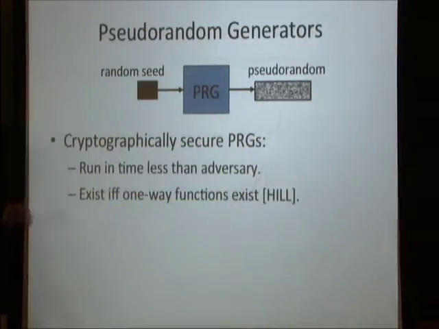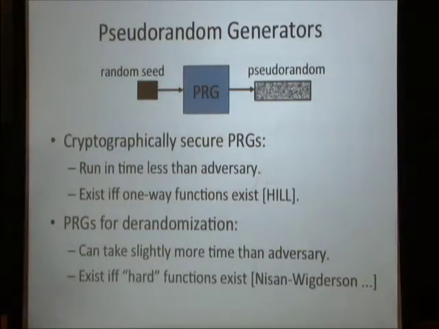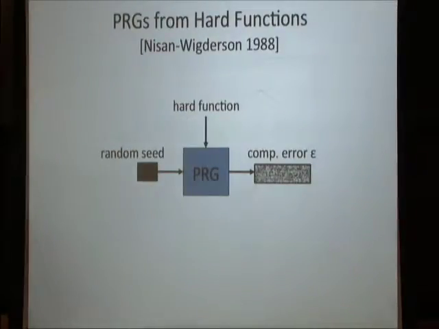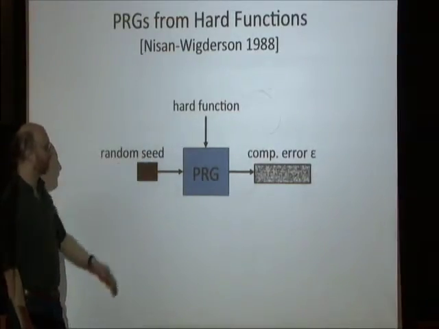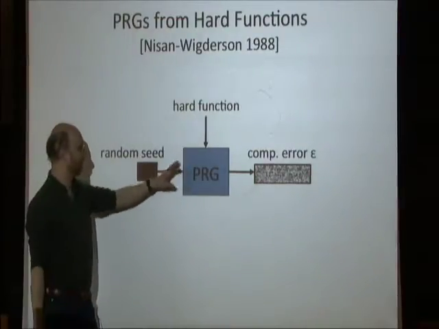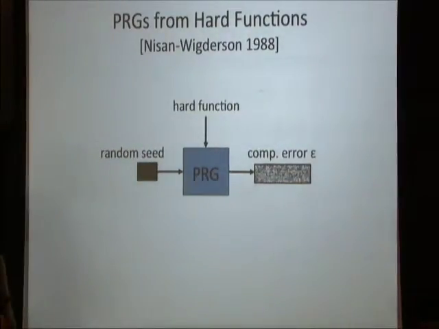There are two variations here. There are cryptographically secure pseudorandom generators. These run in time less than the adversary, and they exist if and only if one-way functions exist. The pseudorandom generators for de-randomization are slightly weaker in that they're allowed to take slightly more time than the adversary. These exist if and only if hard functions in some sense exist. Nisan and Wigderson had a way to get pseudorandom generators from hard functions. Basically, you could think of it as taking two inputs, a random seed and a hard function, and outputting a pseudorandom string with small computational error.